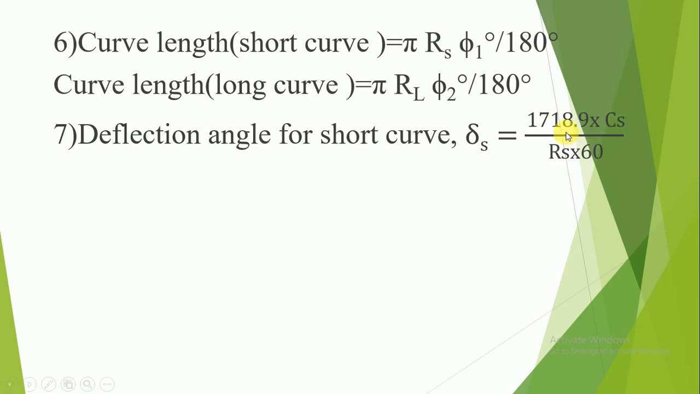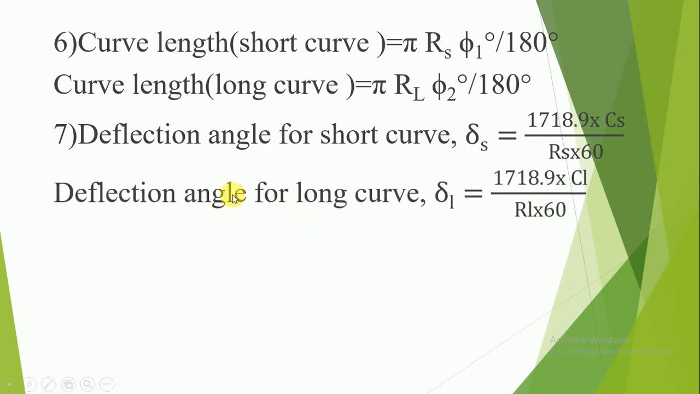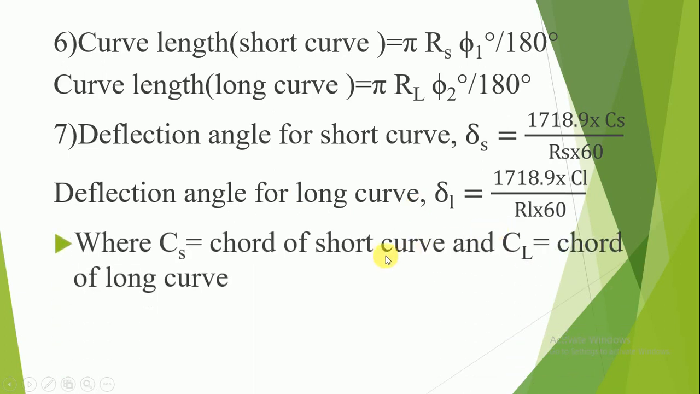The regular formula that we have seen in the previous session is 1718.9 into its chord length divided by R, that is radius, into 60, and the corresponding deflection angle for the long curve you are supposed to calculate. Where CS is the chord of the short curve and CL is the chord of the long curve.